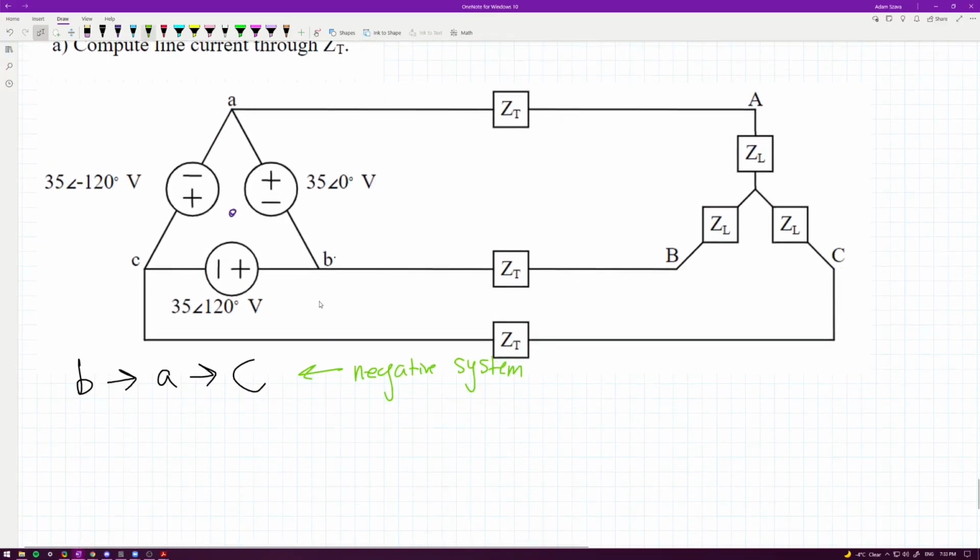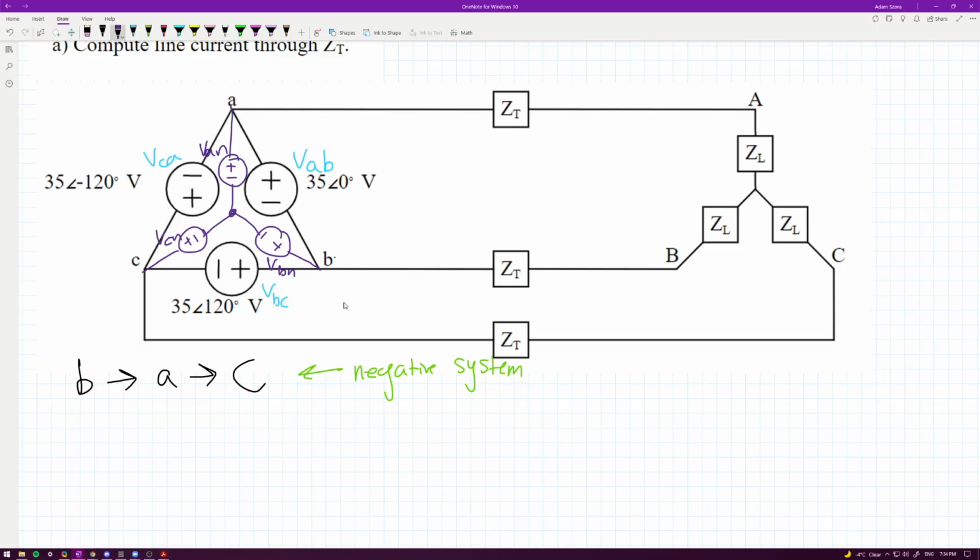To do that, I need to switch this to the Y configuration. So the Y configuration is going to look like this. Connect that there, connect that there. This voltage source, I would say, is VAB. This voltage source here is VBC. This voltage source here is VCA. This one is VAN, A to neutral. This is VBN. This is VCN. Just giving labels to everything right now.